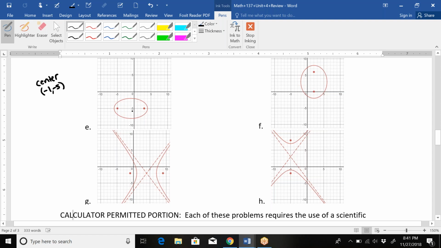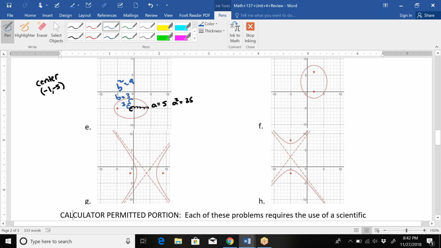I don't technically need the C values, but I can count my A and my B values just from here. So A is how far it takes to get to the end of the major axis, which is the longer part of your oval. So this is 1, 2, 3, 4, 5. So this has an A of 5, which means its A squared is 25. The B value is the minor axis halfway. So 1, 2, 3, it looks like. Let me double check myself. So 1, 2, 3. Yeah, it's 3 in both directions. So B is 3. So that means that B squared is 9.